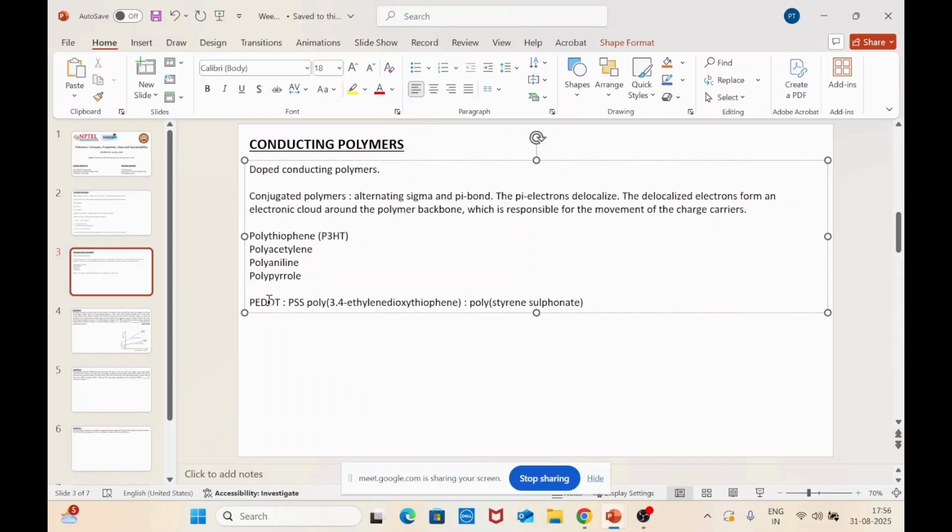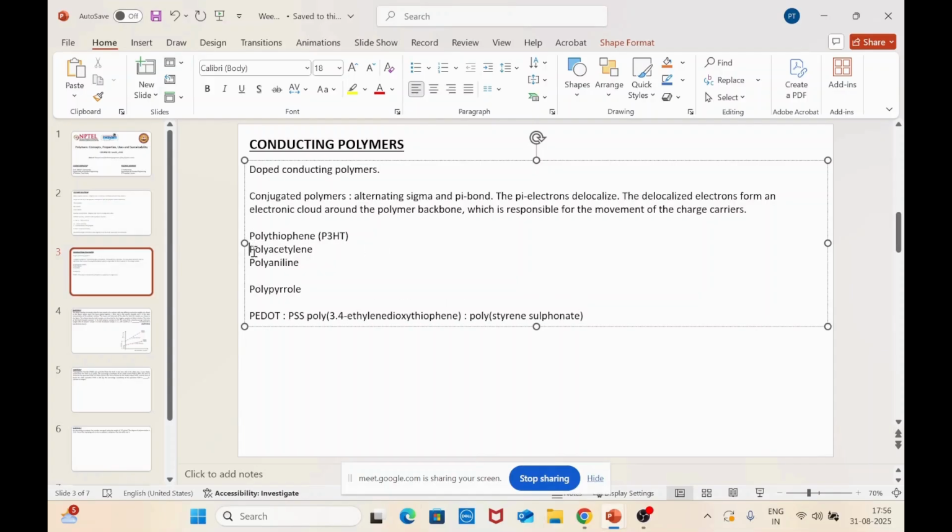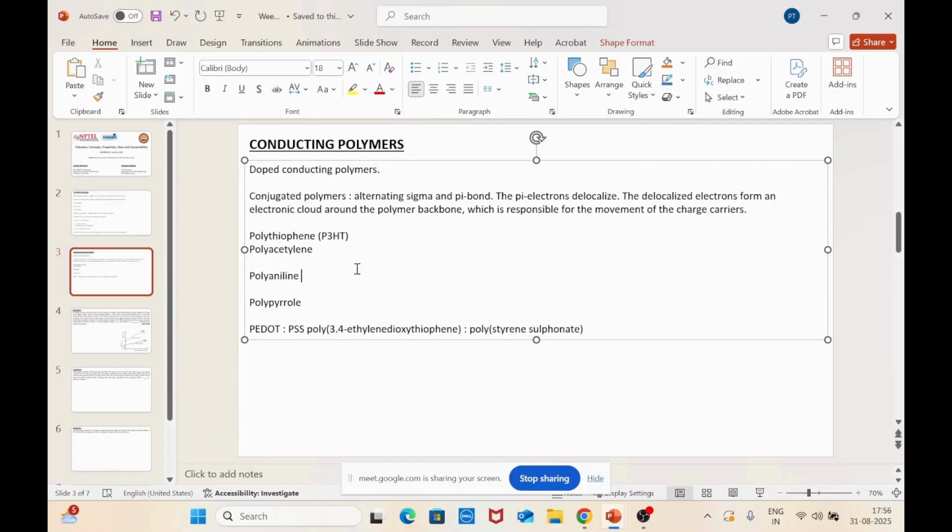One of the most commonly studied conducting polymers is polyaniline. It is one of the most widely studied conducting polymers. Its monomer is aniline, and from aniline we get polyaniline. Again, there are multiple synthesis routes for obtaining polyaniline. Polyaniline is typically available, or you can synthesize it, in three different states.